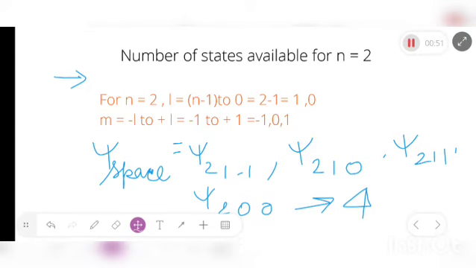The first question is to find the number of states available for n equals 2. When our principal quantum number value is 2, the value of L, the orbital quantum number, ranges from n minus 1 to 0. So when n equals 2, L equals 2 minus 1 to 0, that is 1 comma 0. We are getting two values of L for n equals 2.